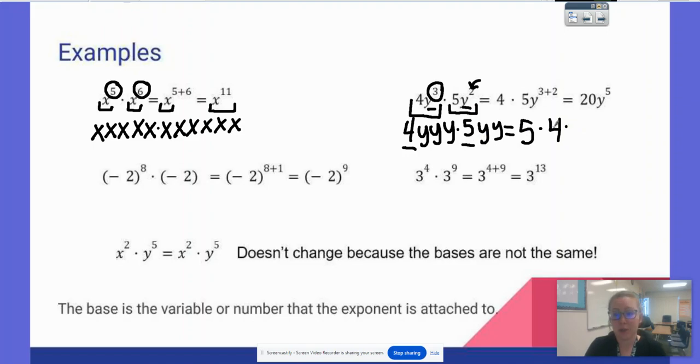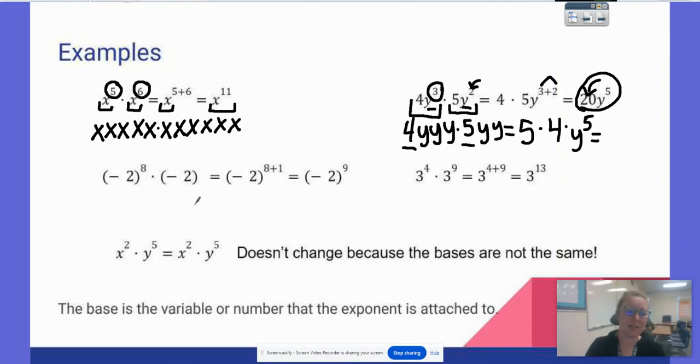So we've taken our 4 and our 5 and moved it to the front. Now if we really wanted to write out the whole thing, we could write y, y, y, y, y. But we've already learned a trick, right? We've learned that we can just add them together, and instead of writing y, y, y, y, y, we'll just write y to the 5th. And you can see the very last step, we simplify that. 5 times 4 is 20, so we get 20 times y to the power of 5.